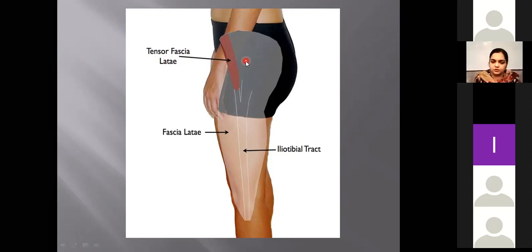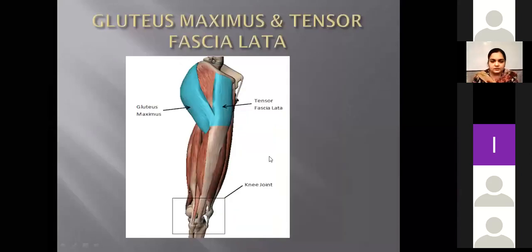And in some books, we can also say that the iliotibial tract splits to enclose two important muscles, or that additional fibers of two important muscles add on to provide strength to the lateral part of the fascia lata. These two important muscles are tensor fascia lata and the gluteus maximus. Here you can see in this slide the tensor fascia lata and the gluteus maximus.